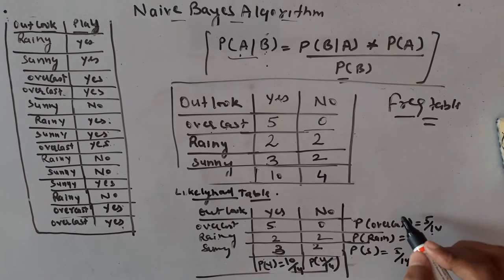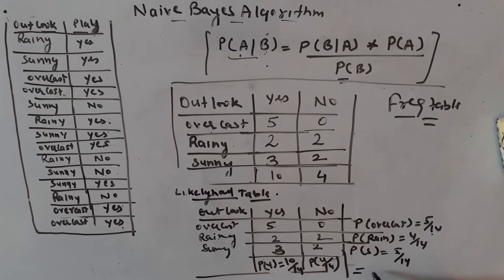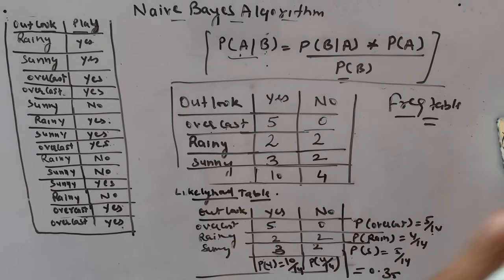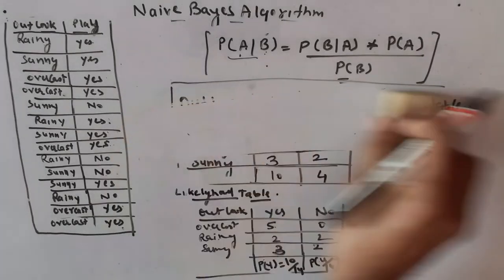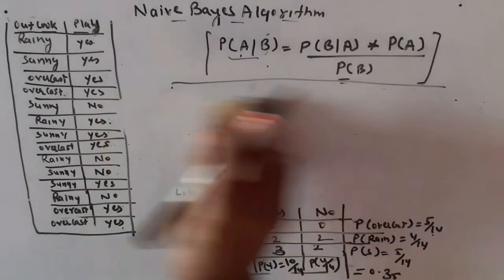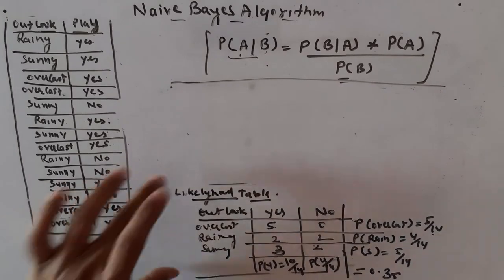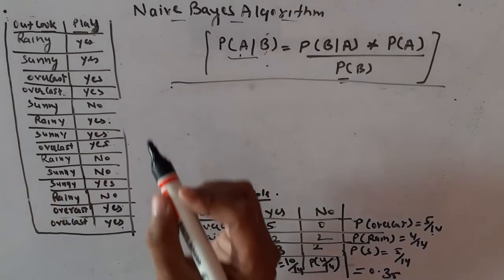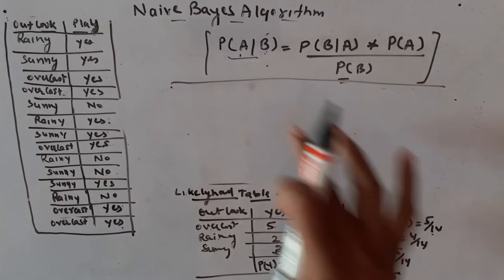So this would be around 0.35. So now we have calculated each and every probability. Now assume that we have to find this equation. We have to put this thing into, let me erase this frequency table. Now the second step also has been done. Now the third step is to put all these values into this.